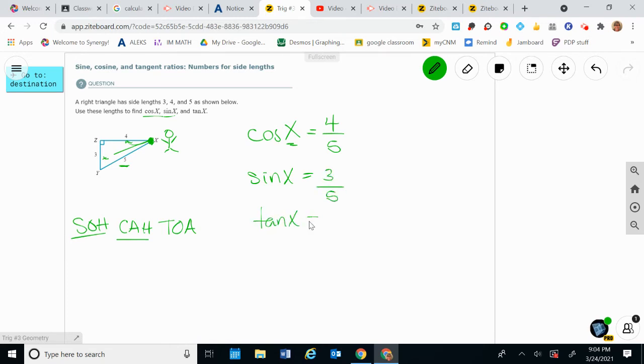Tangent of x is equal to opposite over adjacent. So opposite is 3 and adjacent is 4. And that's it. Those are the values.